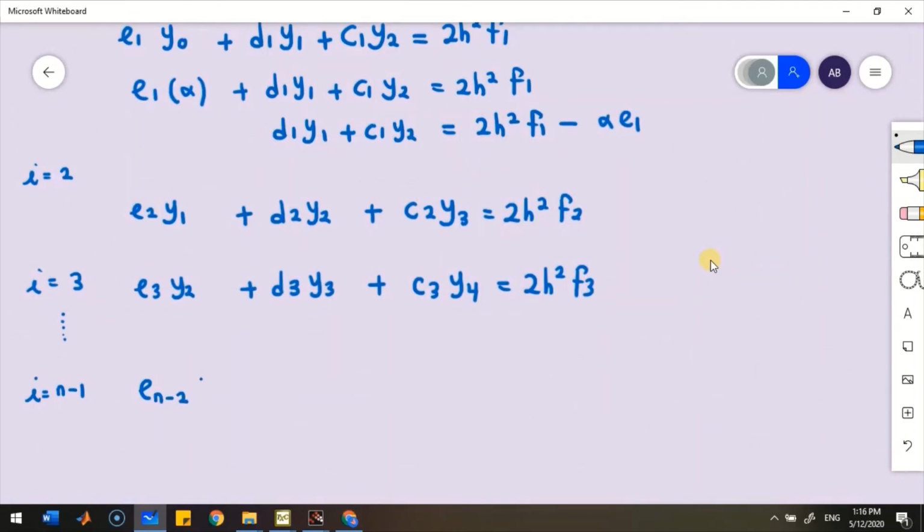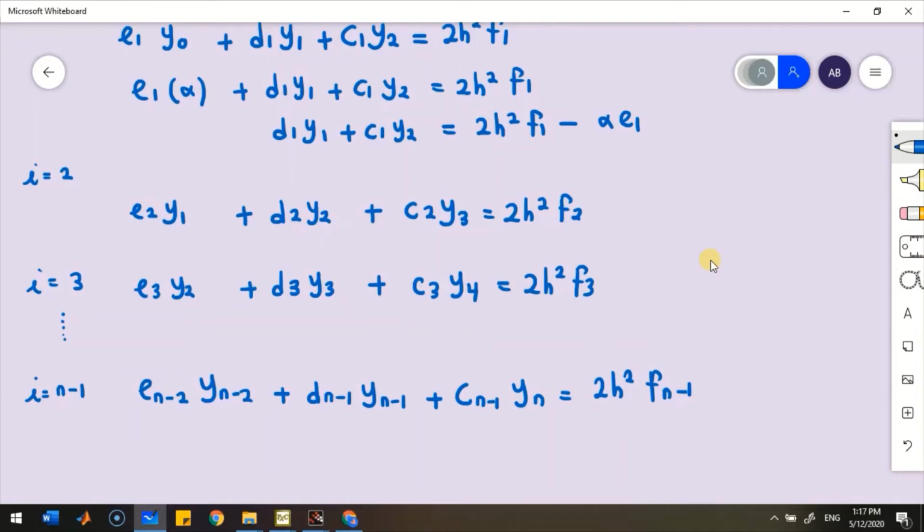Okay, right? So y at n minus 2. Okay, this is way beyond our given boundary. Okay, and then we have plus d at n minus 1, y at n minus 1 plus c at n minus 1, y at n plus 1 equals 2h squared f at n minus 1.